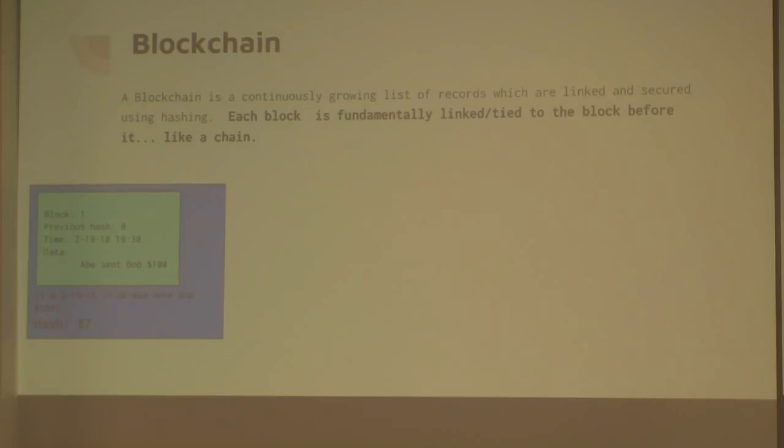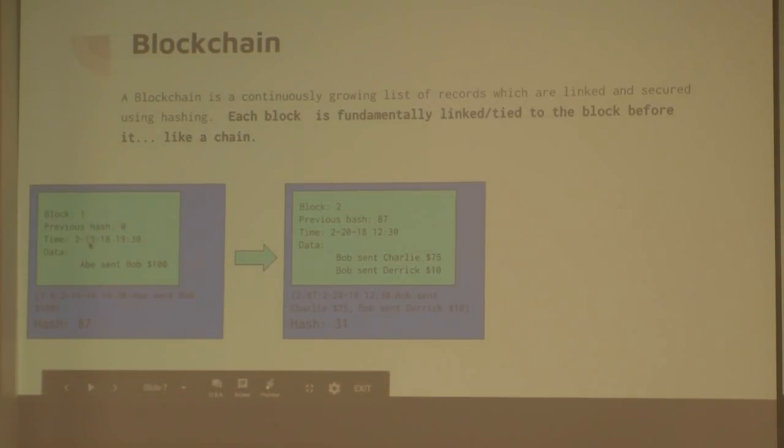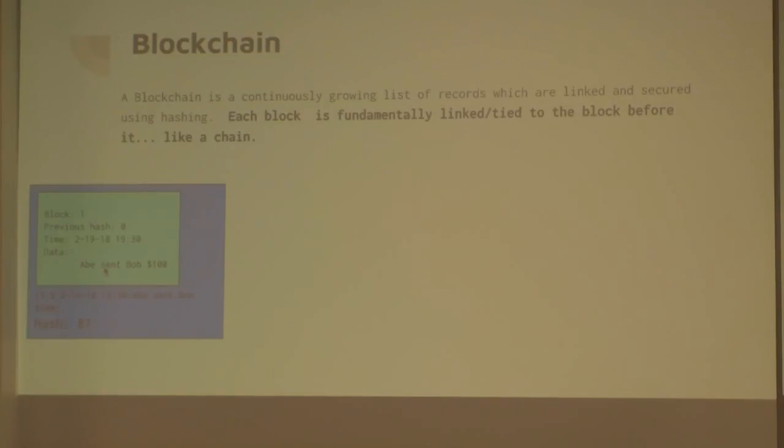Okay, so a blockchain is a continuously growing list of records which are linked and secured using hashing. Each block is fundamentally tied to the block before it like a chain. So we have one block here, block number 1. Very often it has the time that the block was created. You can put some data in that block. Abe sent Bob $100. Then we hash this information, and let's just say 87, for convenience's sake, is the hash of this block.